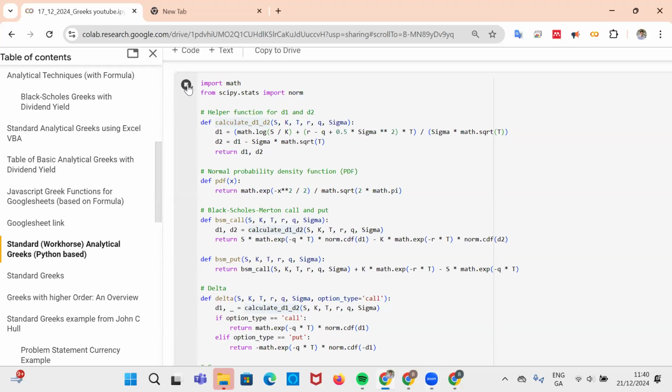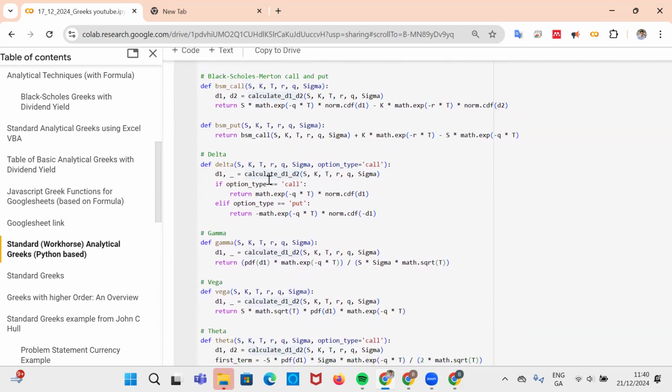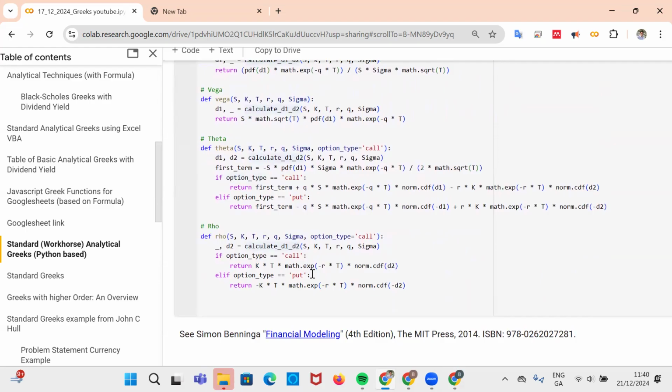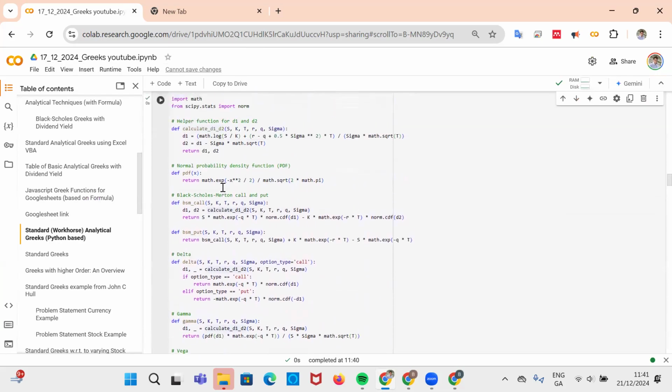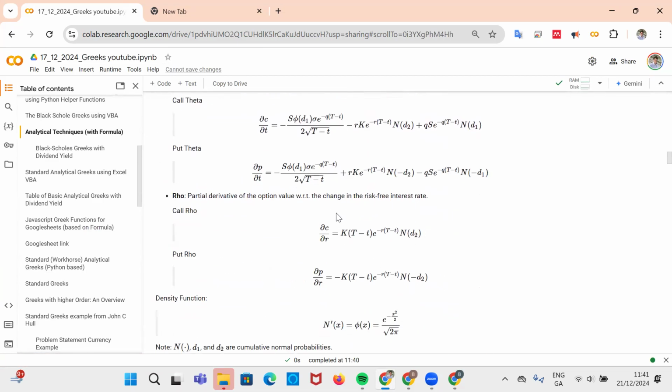So if we execute the code here for estimating D1, D2, and then get the probability density function, the Black-Scholes call, the delta for both the call and the put, gamma for call and put the same, Vega for call and put the same, theta and rho for call and put. And again, note that these estimates, this code is based on the analytical techniques developed above.